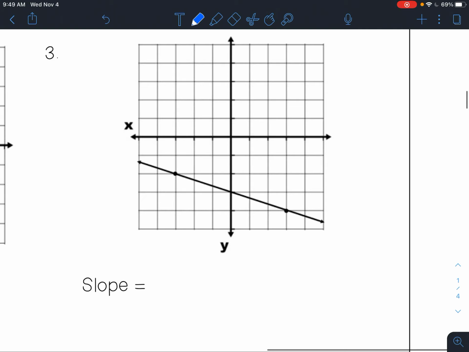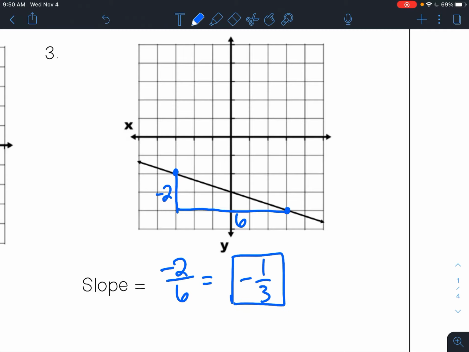Last one here, number 3. Again, I'm just going to do this one a little bit quicker. So I've got 2 points there. I'm going to use those 2. I go down 2, and to the right, 1, 2, 3, 4, 5, 6. So down 2 is negative 2, over 6 is positive 6. So negative 2 over 6, that reduces to a negative 1/3 would be my slope.